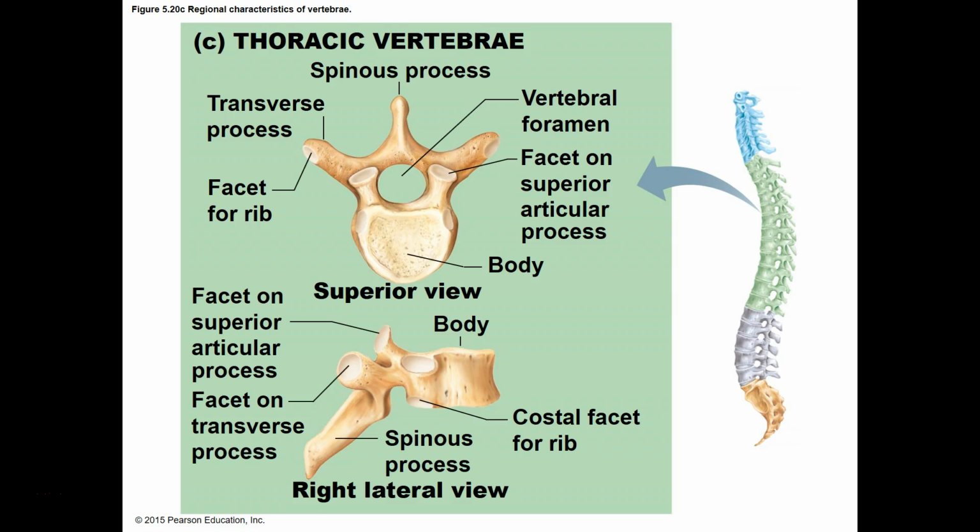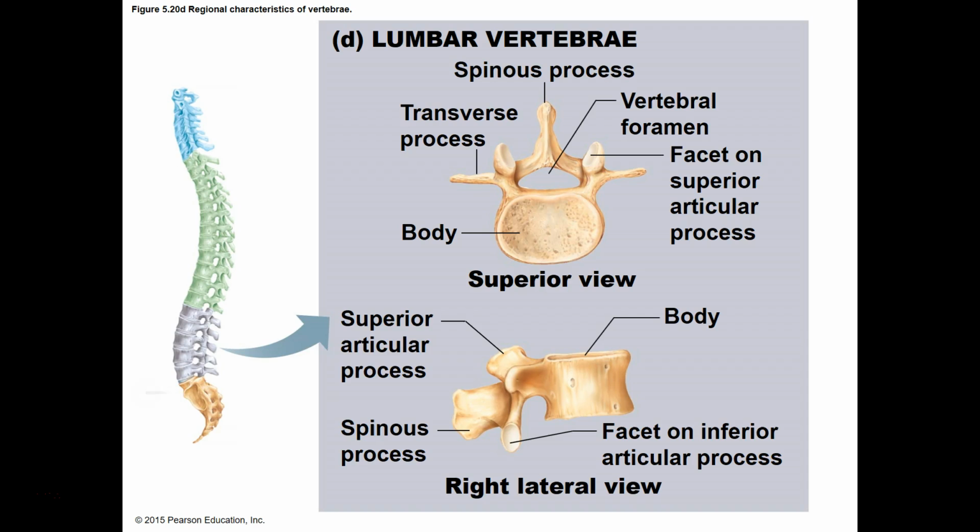Remember, these are also interacting with ribs, so they've got a costal facet for ribs. The ribs are attaching to these, or at least articulating with these. So these start to look more and more like vertebrae that we would expect to see.